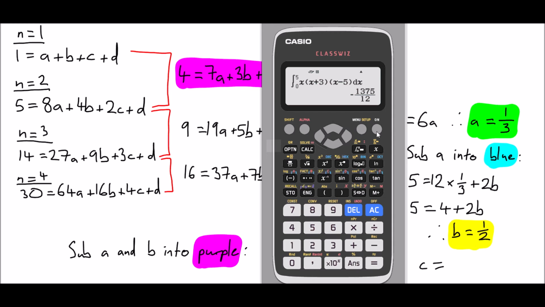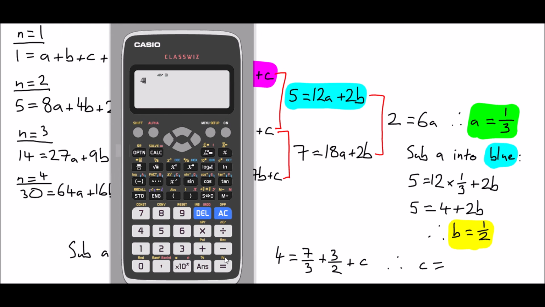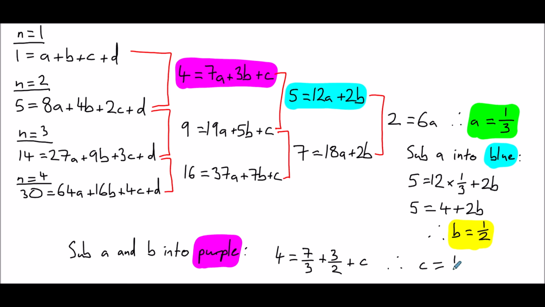So let's just work this one out. So 4 take 7/3 take 3/2. That gives that c is 1/6. So we're almost there, we just need to think about what d is.